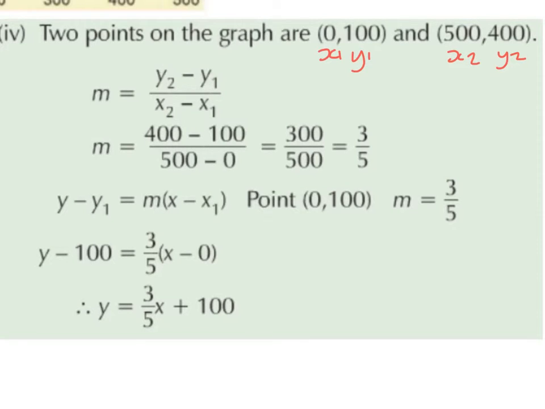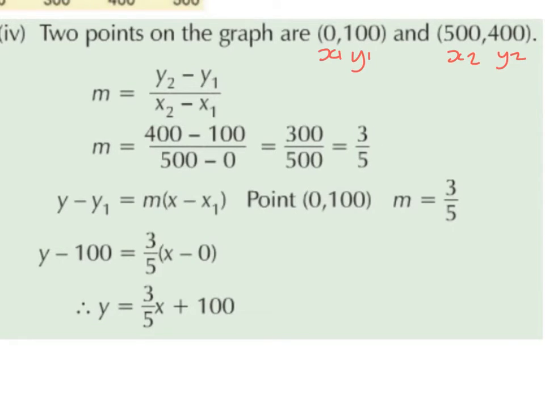We swap y2 for 400, bring down the minus. We swap y1 for 100, and that's divided by. Swap x2 for 500, bring down the minus, and swap x1 for 0. 400 minus 100 is 300, 500 minus 0 is 500, 300 divided by 500 is 3/5. So the slope of our line is 3/5.